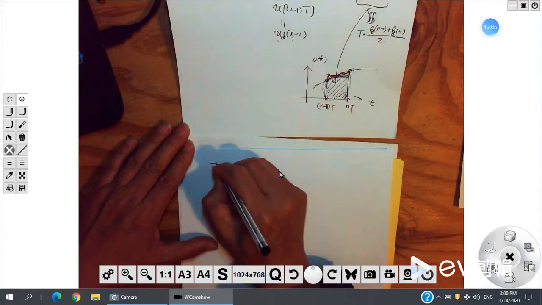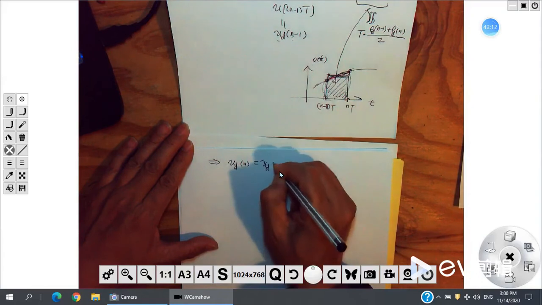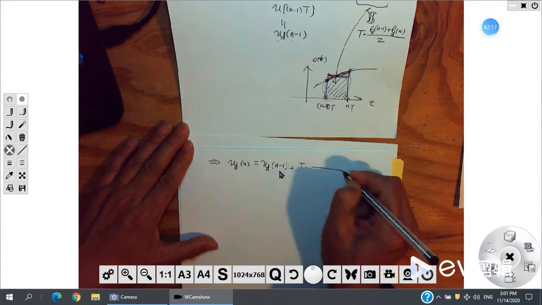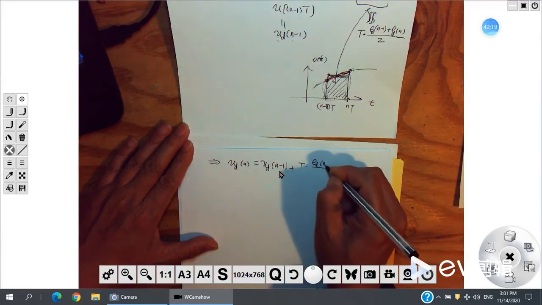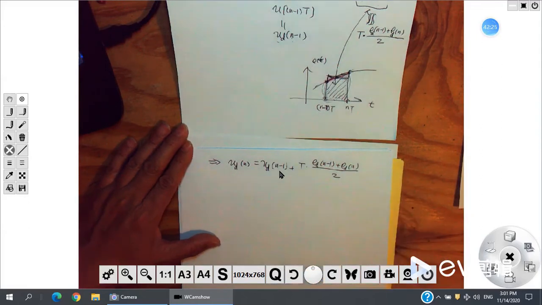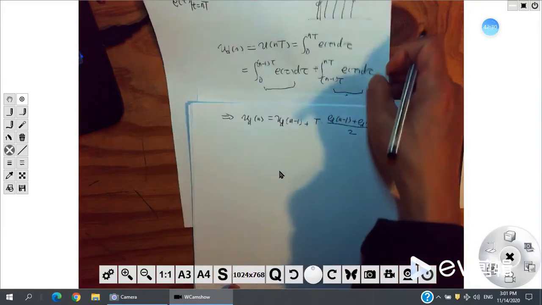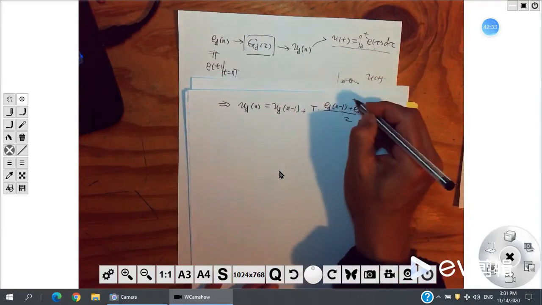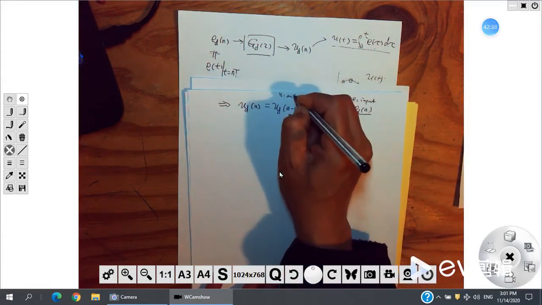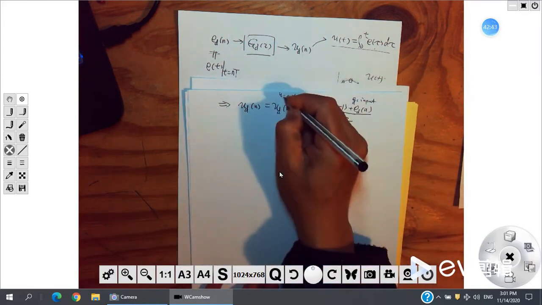So we have ud of n equal to ud of n minus 1 plus t times ed of n minus 1 plus ed of n over 2. Now the input and output: E is input, U is output. ED is input, UD is output.